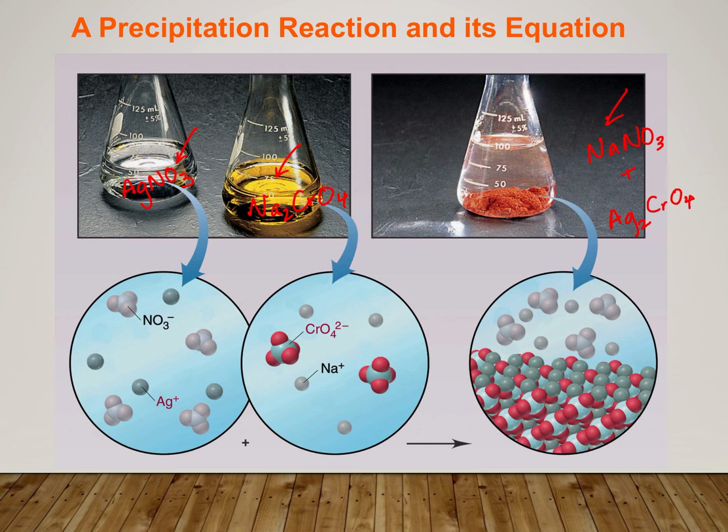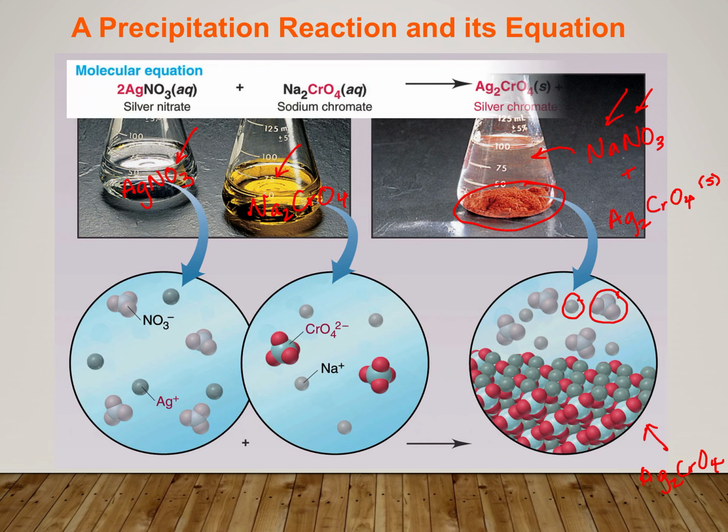Sodium nitrate, both sodium and nitrate are always soluble, so that's what's dissolved. That's floating around up here. This is sodium and this is nitrate. But silver chromate forms a solid. It is not a soluble substance. And so we have down here, this is silver chromate at the bottom, forming a solid. And that's what this red powder is down here. So sodium nitrate would stay up here in the solution, and silver chromate would be down as a solid. And so today we're going to look at writing reactions for these types of reactions.